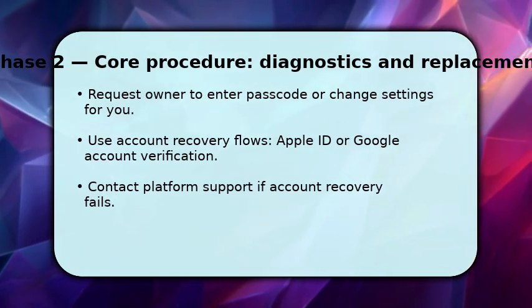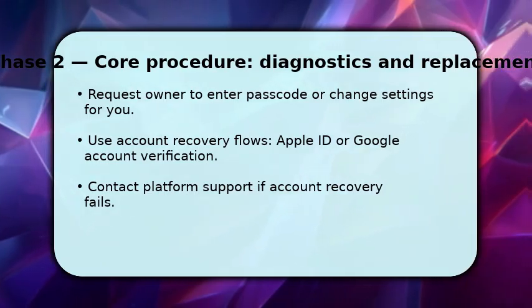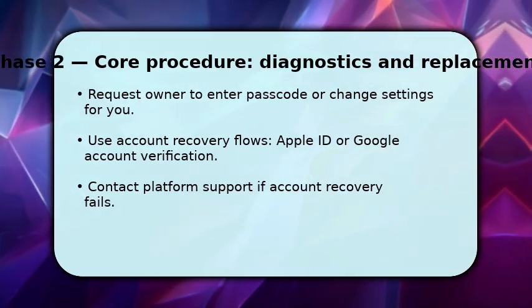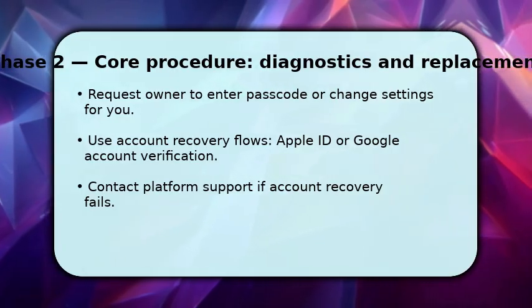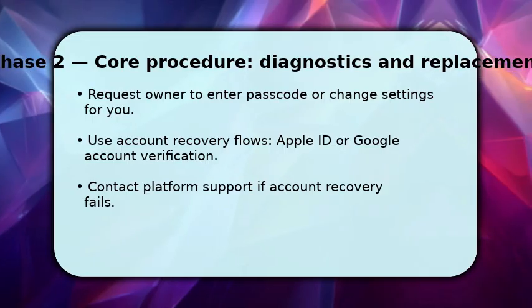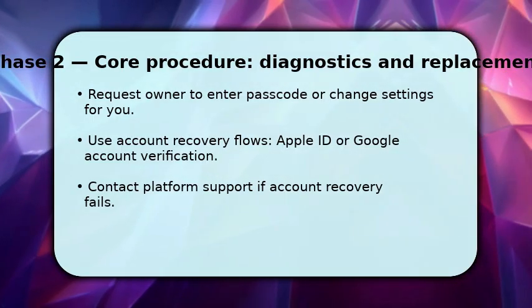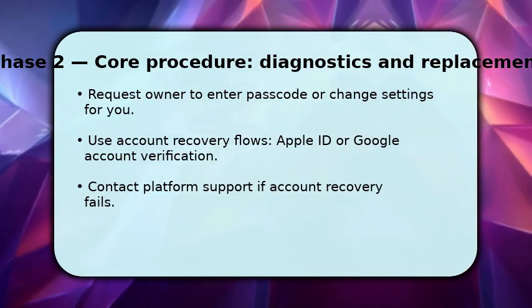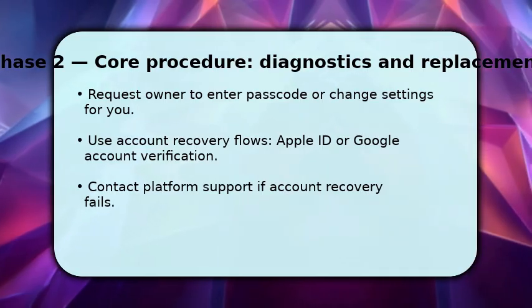Ask the owner to sign into their Apple ID or Google account and use the built-in recovery options. These verify identity with email, phone, or security questions. Once identity is proven, the owner can remove screen time or change restrictions. If recovery options don't work, contact Apple or Google support and request guided help. They can verify ownership and perform account-level fixes.